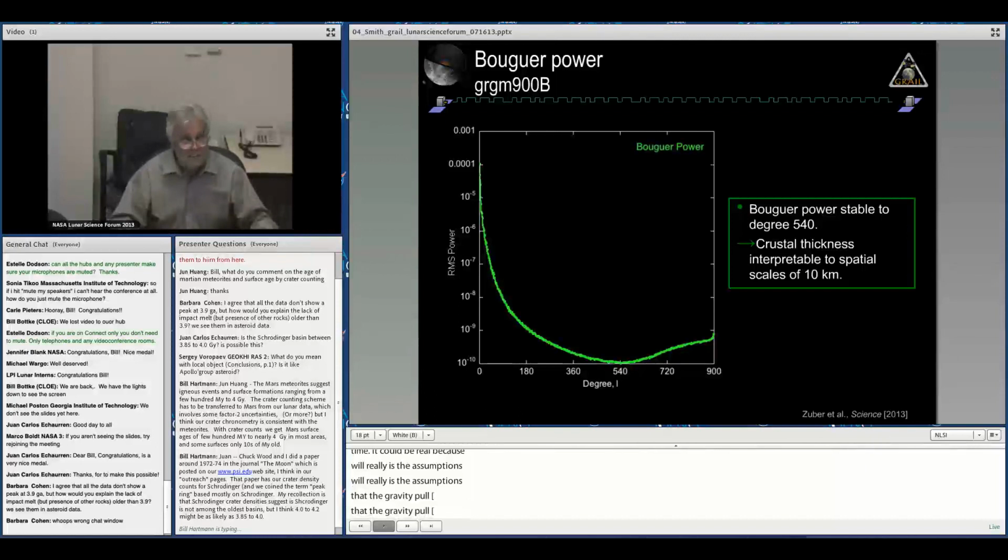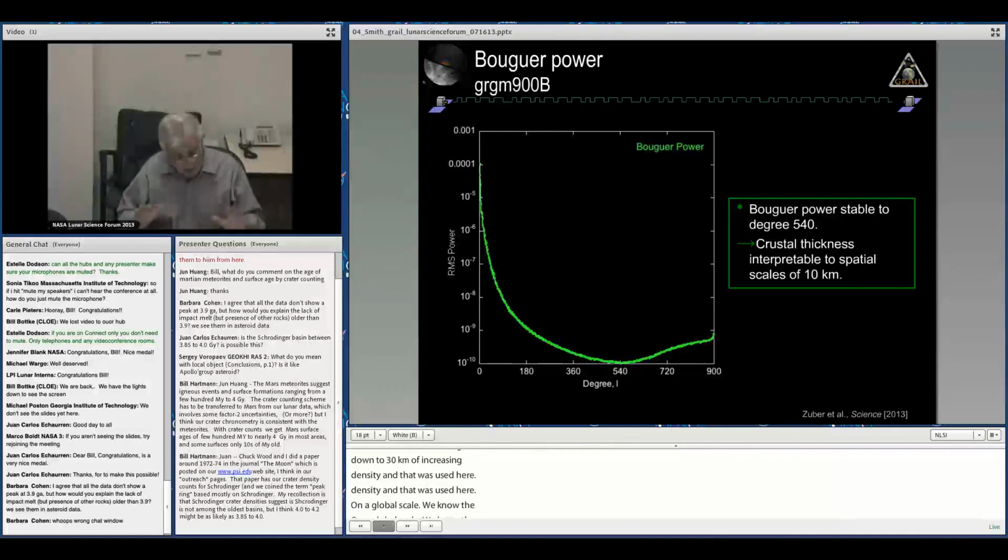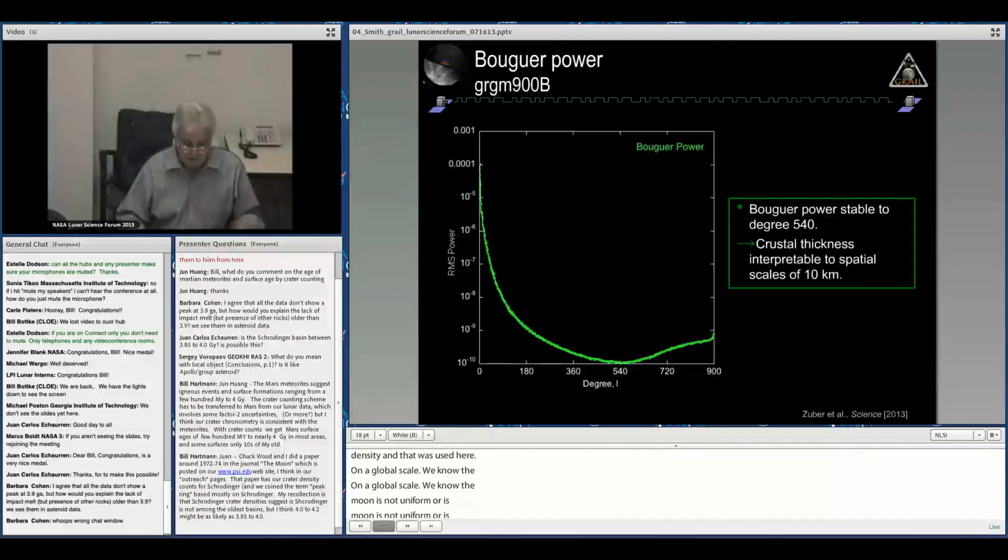Bill talked earlier about the densities within the crust. We actually assumed, or Mark Wieczorek assumed or derived, some densities that went from essentially the surface to 5 kilometers down to about 30 kilometers with increasing density with depth. That's what he derived from the GRAIL data. That was used here, but it was done on a global scale. And we know the moon is not uniform horizontally everywhere. So we need to look into regional effects.